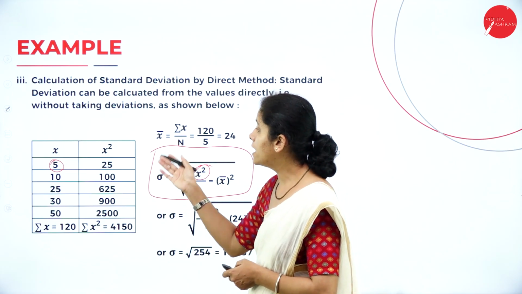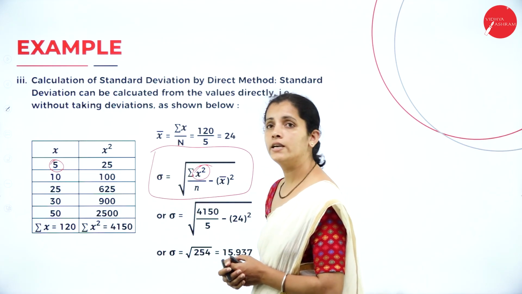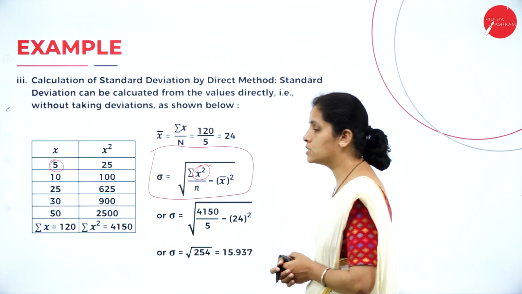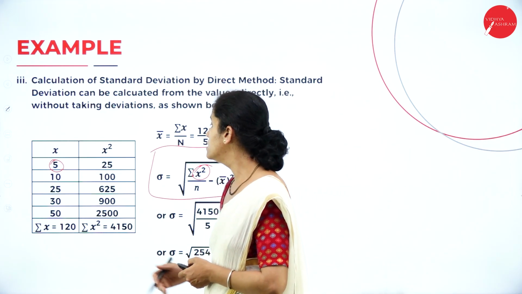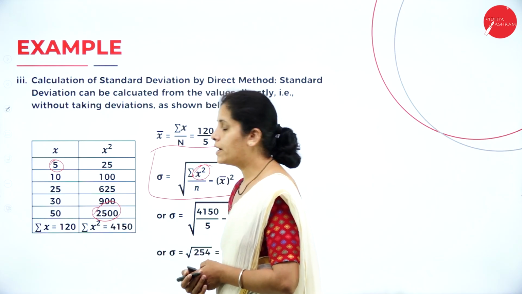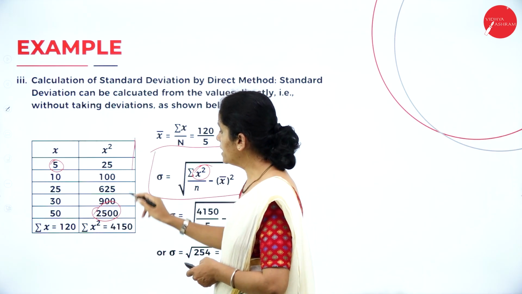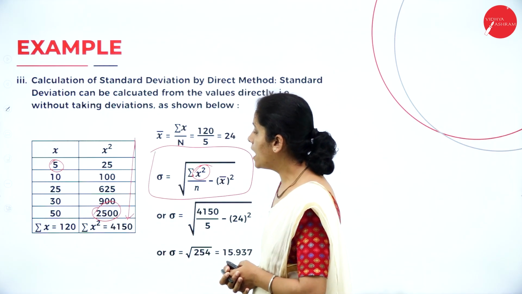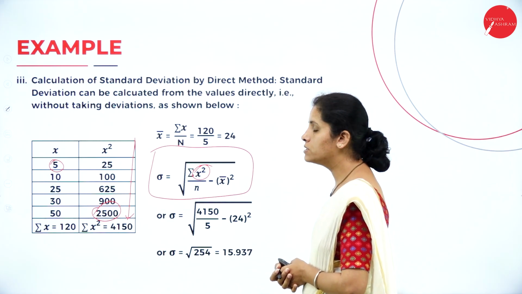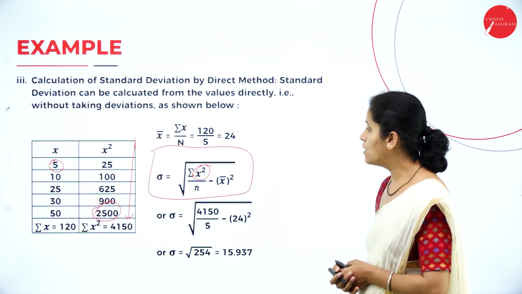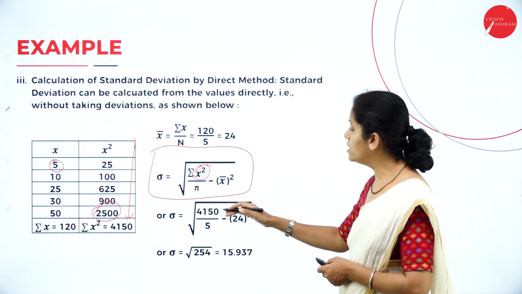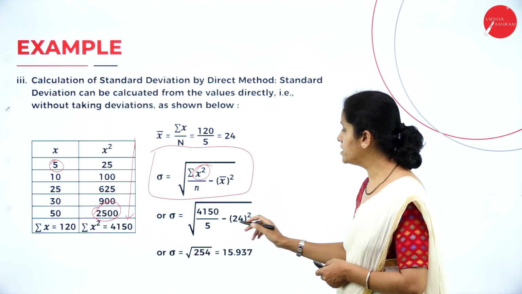5 square, it is 25. 10 square, it is 100. 25 square, it is 625. 30 square, 900. And 40 square, it is 1600. And when I take the summation, I will get 3250. Okay, now I'm going to substitute the value in the given equation.